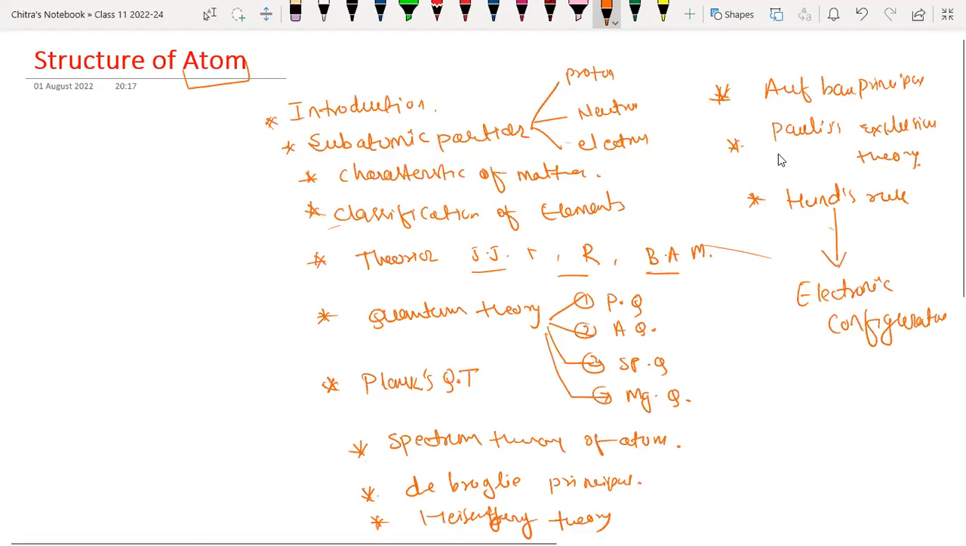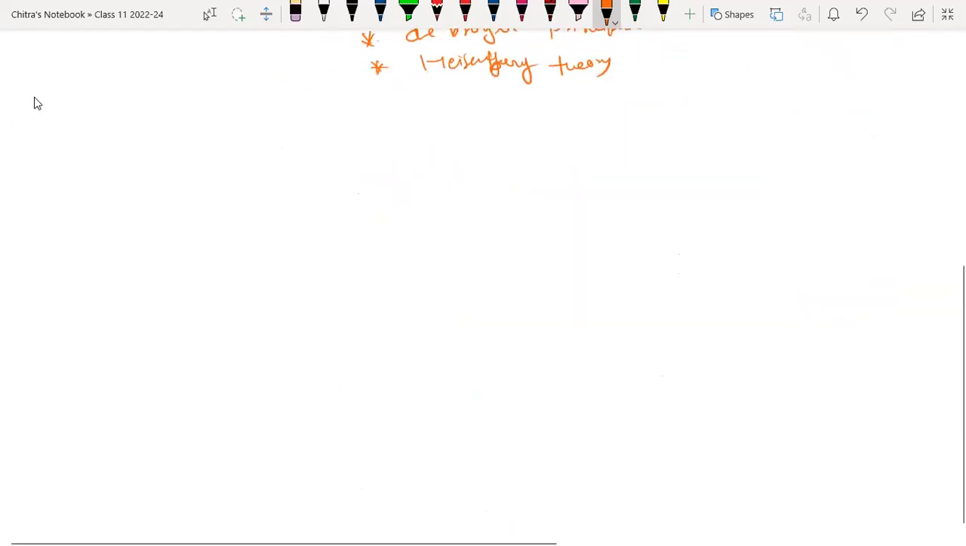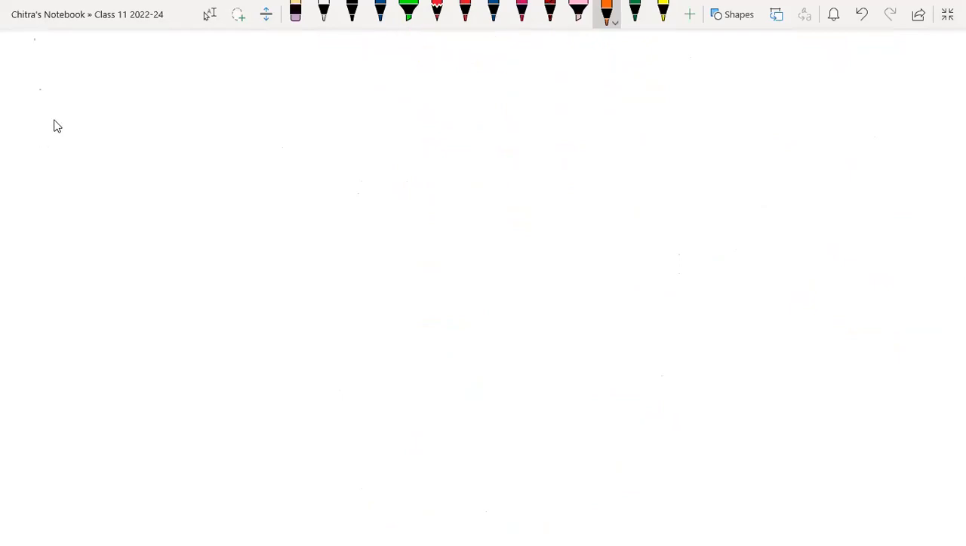Okay. So now we are going to start the introduction of the chapter. We will start from the definition of atom. What is an atom? Any idea? I want Aditi to answer that. Aditi, I want an answer from you, beta. What is an atom? Sir, the smallest particle of matter.